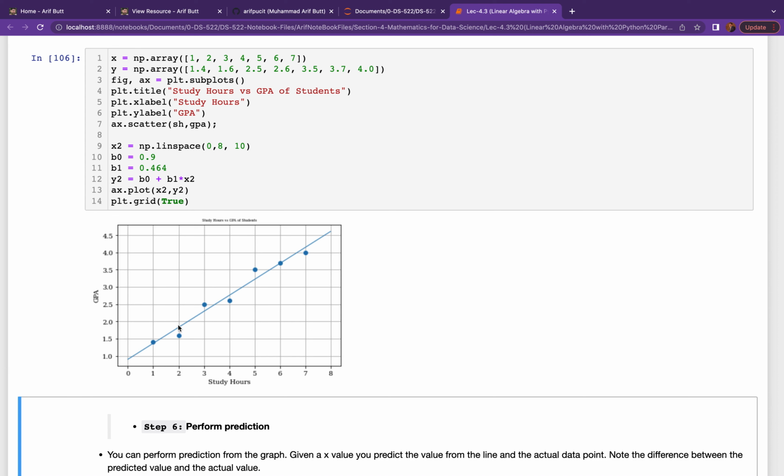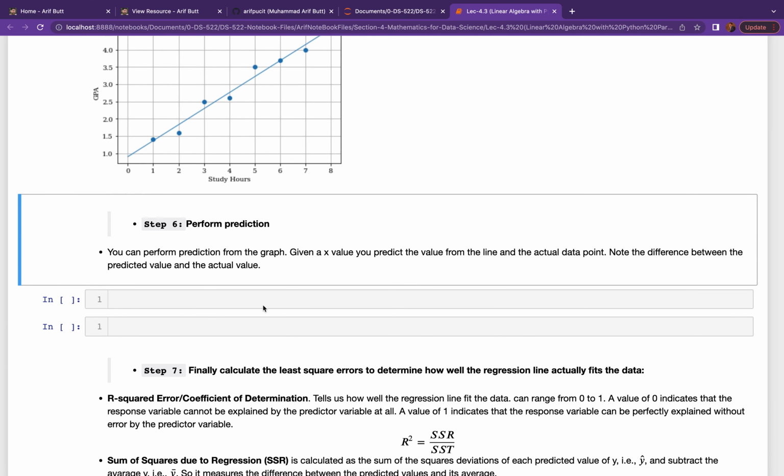And this value is quite less than for x equal to 1. So we can compute all these error values, and that will be our error. Let me do that as well. You can perform the prediction as well.